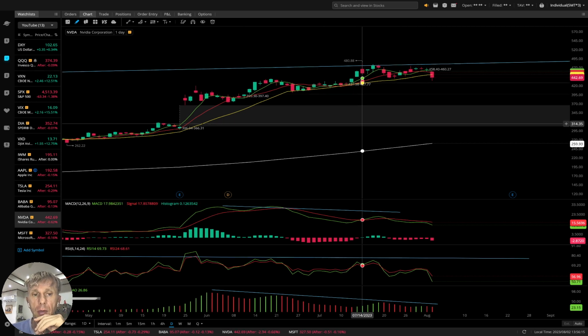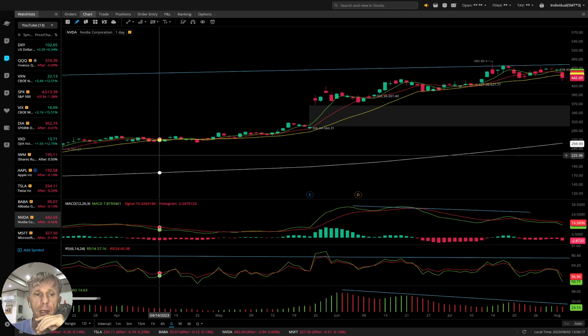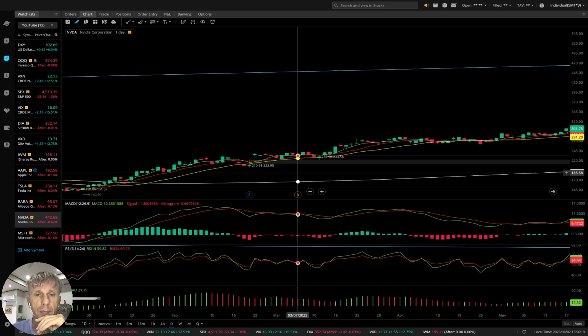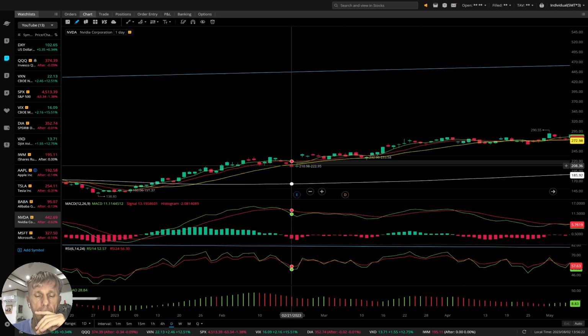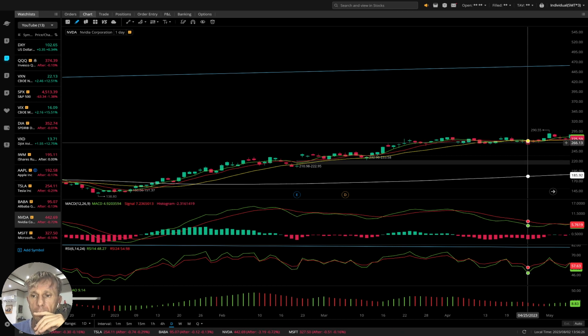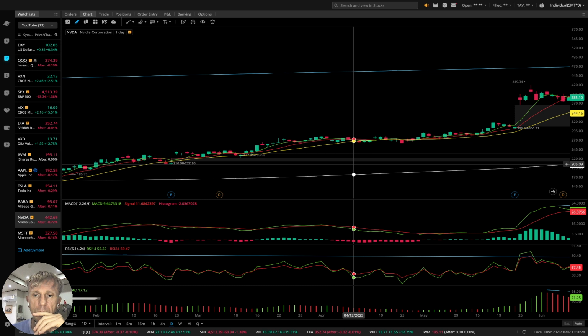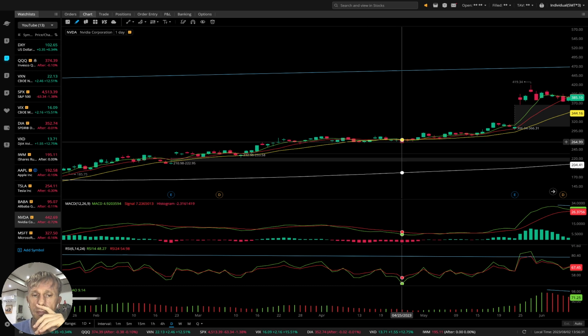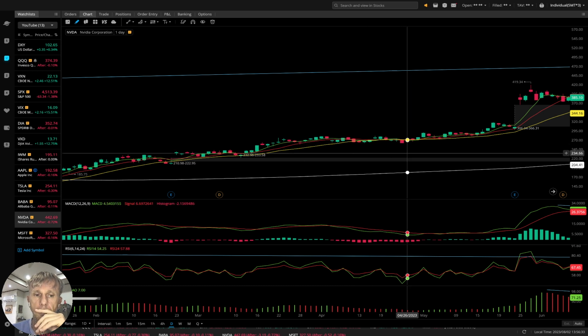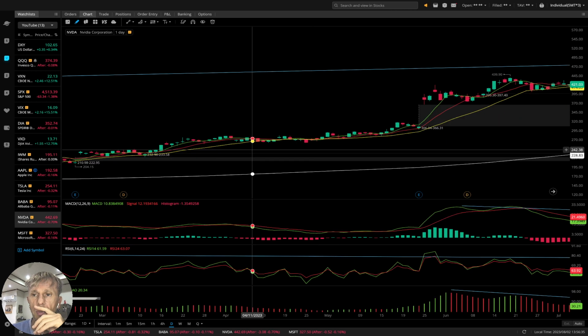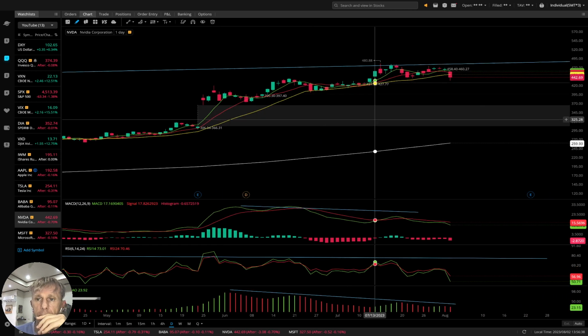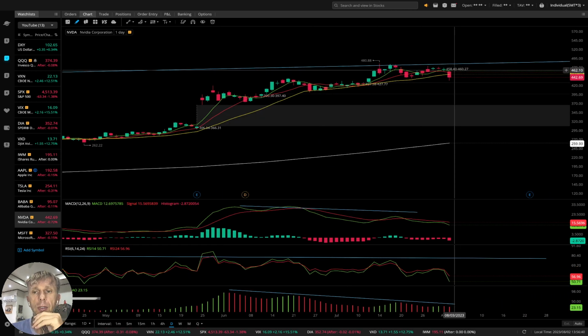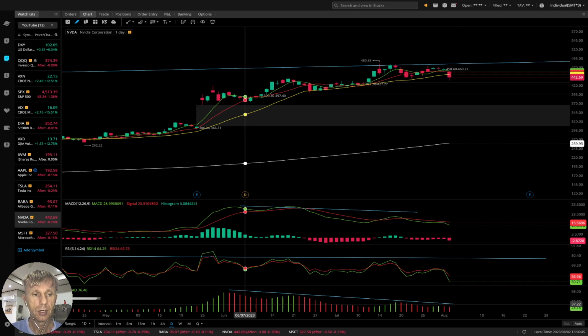Nvidia first time closed below MA20 since April, right? Let's see. Last time it was here in February. It was here in April. If we count this one and this one, it was in April, right? That's what happened now again. Last bar closed below 20. Since April, first time. Bearish reversal, bearish signal on the daily time frame for Nvidia.